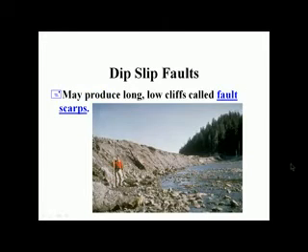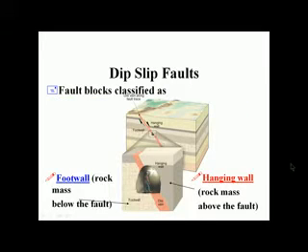Dip slip faults may produce long, low cliffs called fault scarps. As you can see, there are two parts of the walls: the footwall below the fault and the hanging wall above the fault plane.